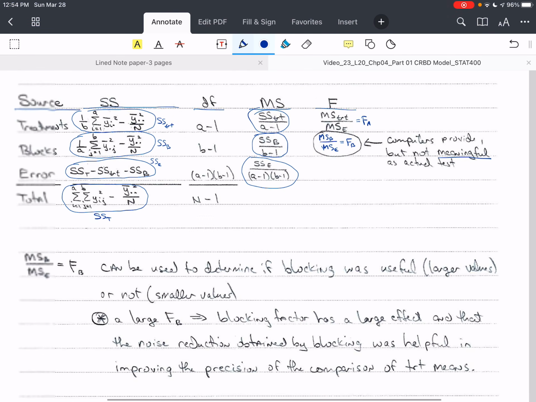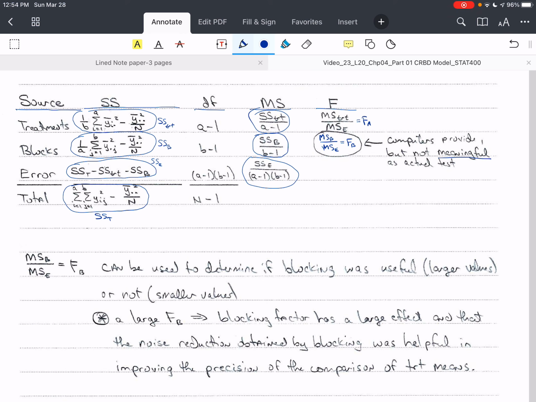There's a reason for this. The blocks represent a restriction on the randomization. We're restricting how we're randomizing this design. Instead of a completely randomized design, it's a randomized complete block design. So this block is restricting our randomization and not allowing us to have complete randomization. And so it's not a justified test.